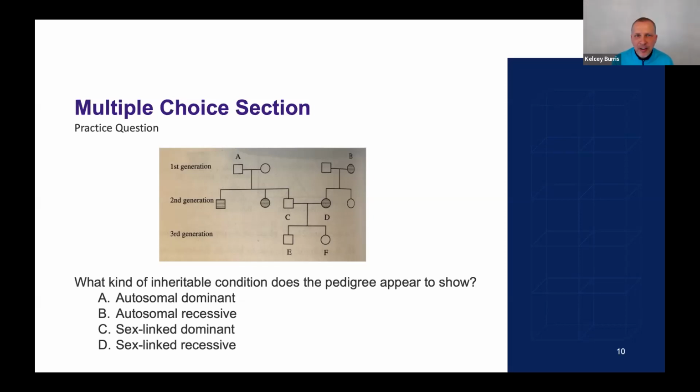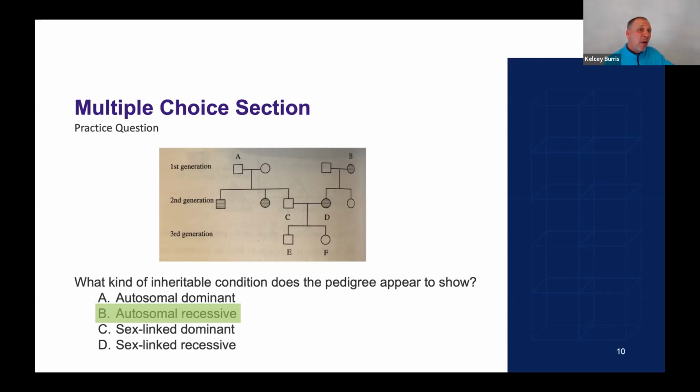All right, as you're finishing up here, on this the answer is B. So the answer is autosomal recessive, which quite a few got right. The reason I threw this in this presentation is that pedigrees are really important for you to be able to analyze and understand. They are very common on the exam, where they can ask a lot of different questions.